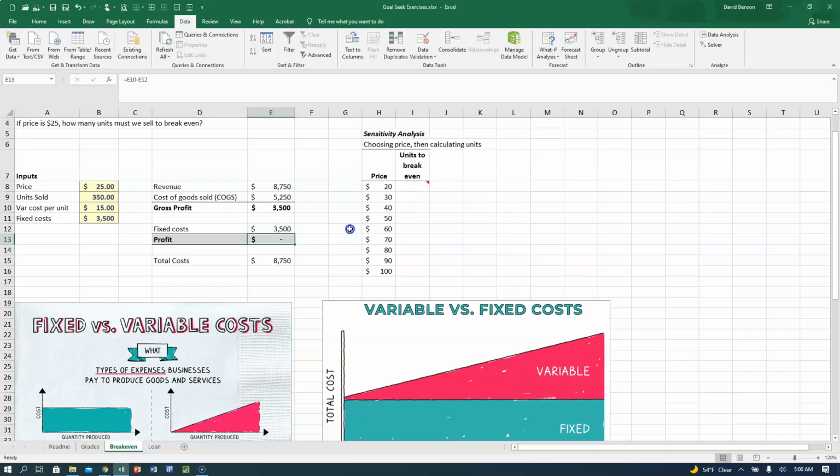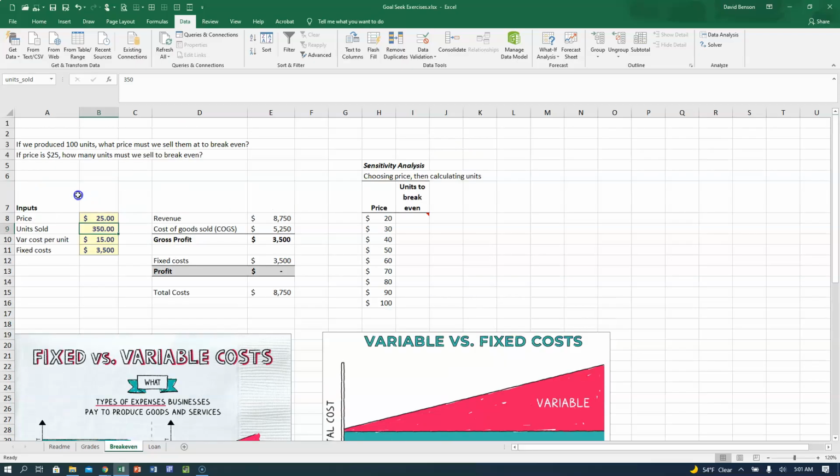And it's going to say, hey, you've got to sell 350 units. And the intuition there is, it cost me $15 a unit to make, and I'm selling them for $25. So that $10 difference in accounting is often called unit contribution, or my gross profit per unit. In other words, every unit I sell, I'm making $10 beyond my variable costs. It's called unit contribution because that's how much each unit contributes to covering my fixed costs. So if I'm making $10 a unit and I need to cover $3,500 of fixed costs, that means I need to sell 350 units, which is what we find.